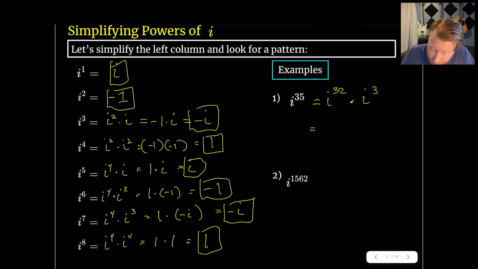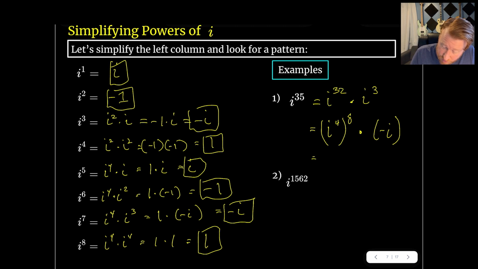So now to really work this out in brute detail here, I could write this as i to the 4th raised to the 8th power. This is just properties of exponents. 4 times 8 will give us 32. And we know that i cubed is negative i. So in this next step, I could just write times negative i. Well, i to the 4th is just 1. So this says 1 to the 8th power times negative i. Well, 1 to the 8th power is just 1.